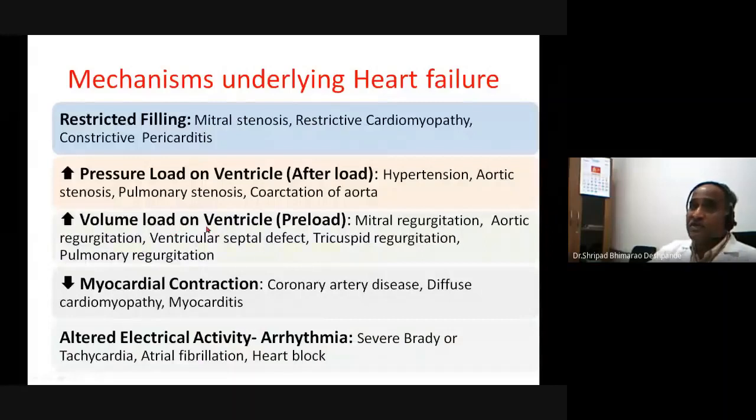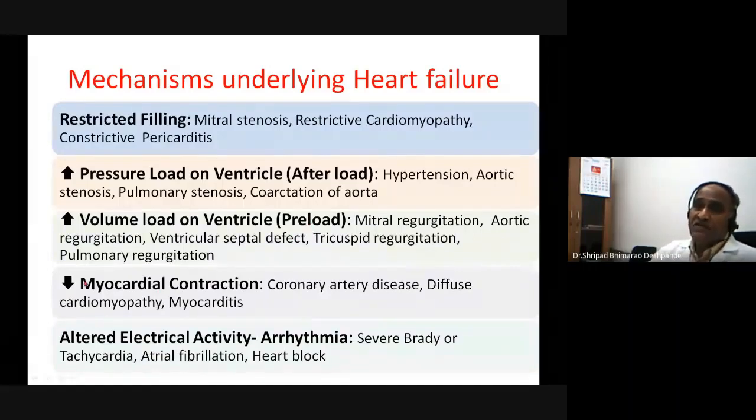And I also mentioned this increased volume load is because of the increased hemodynamic circulation, as happens in case of arteriovenous fistula or arteriovenous shunt, the high temperature, thyrotoxicosis, Paget's disease, and severe anemia, that also increases the preload.